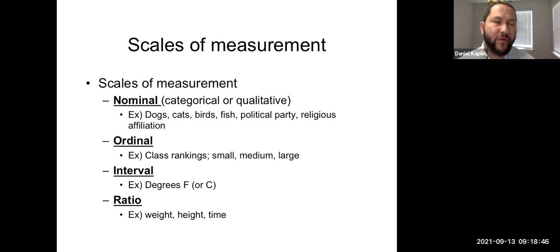Religious affiliation. Obviously, we have in the United States a Christian majority. About 7 out of every 10 people in the United States is Christian. But that doesn't necessarily mean that Christians are inherently better than non-Christians. And the same thing for Jewish individuals, Muslim individuals, Sikh, Hindu, etc. It's just categorically different based on the theology.